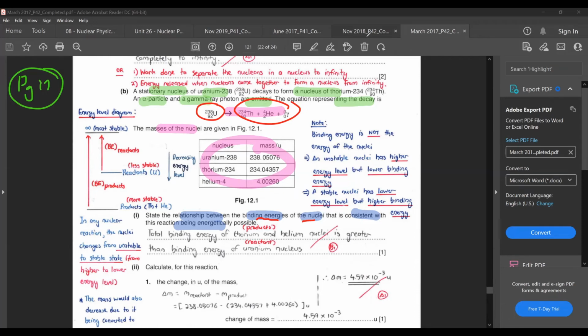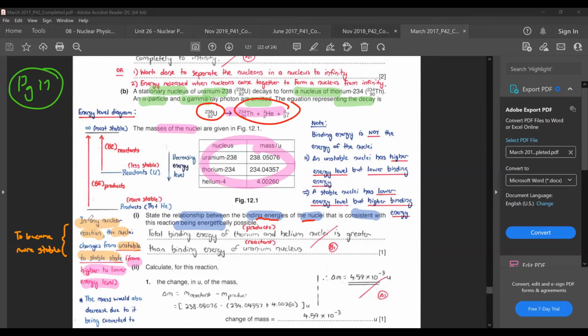This will relate to what I mentioned earlier. Remember I told you that in any nuclear reaction, the nuclei will always change from an unstable to a stable state to become more stable. The goal of any nuclear reaction is to become more stable. That's why a nuclear reaction happens in the first place. So it goes from an unstable to a stable state. It means that in terms of an energy level diagram, it goes from a higher to a lower energy level.